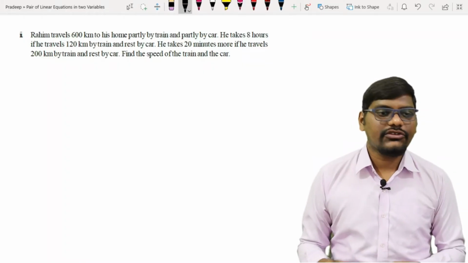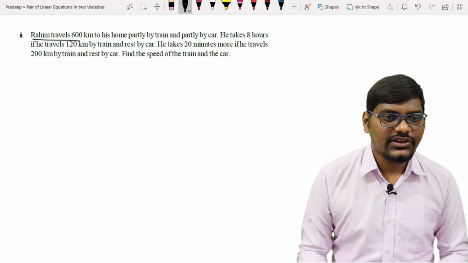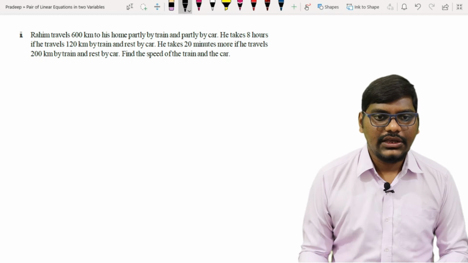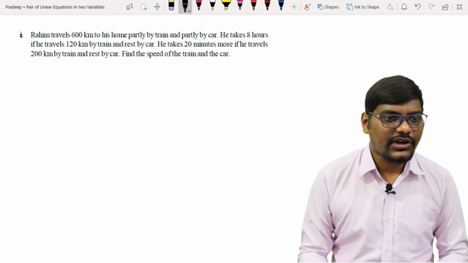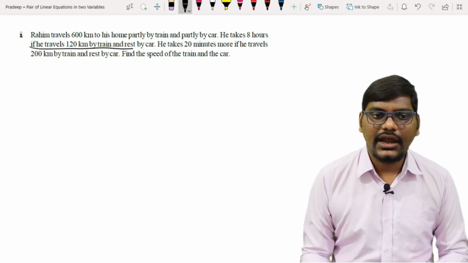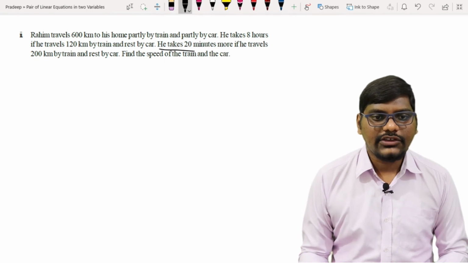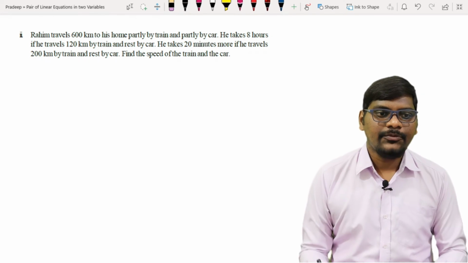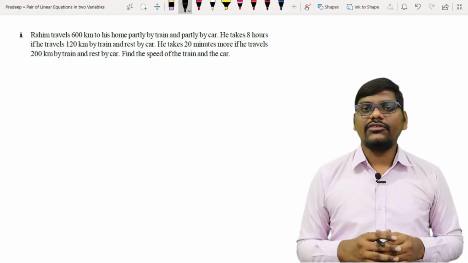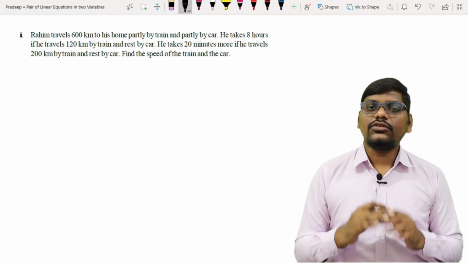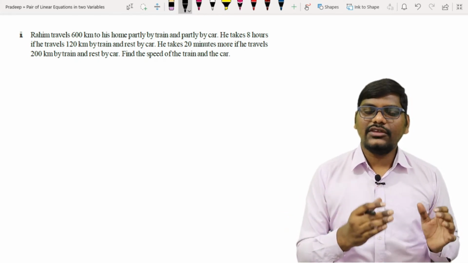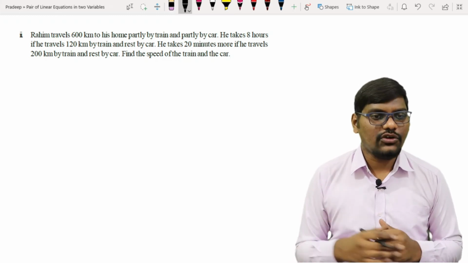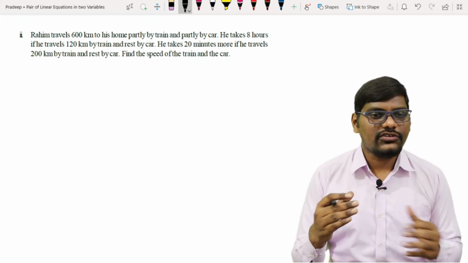So let's read the second question. Rahim travels 600 kilometers to his home, partly by train and partly by car. He takes 8 hours if he travels 120 km by train and rest by car. He takes 20 minutes more if he travels 200 km by train and rest by car. A person named Rahim, he is traveling to his home. So the total distance to his home from the place where he is, that is 600 kilometers the distance to travel to his home. So there are two situations here.